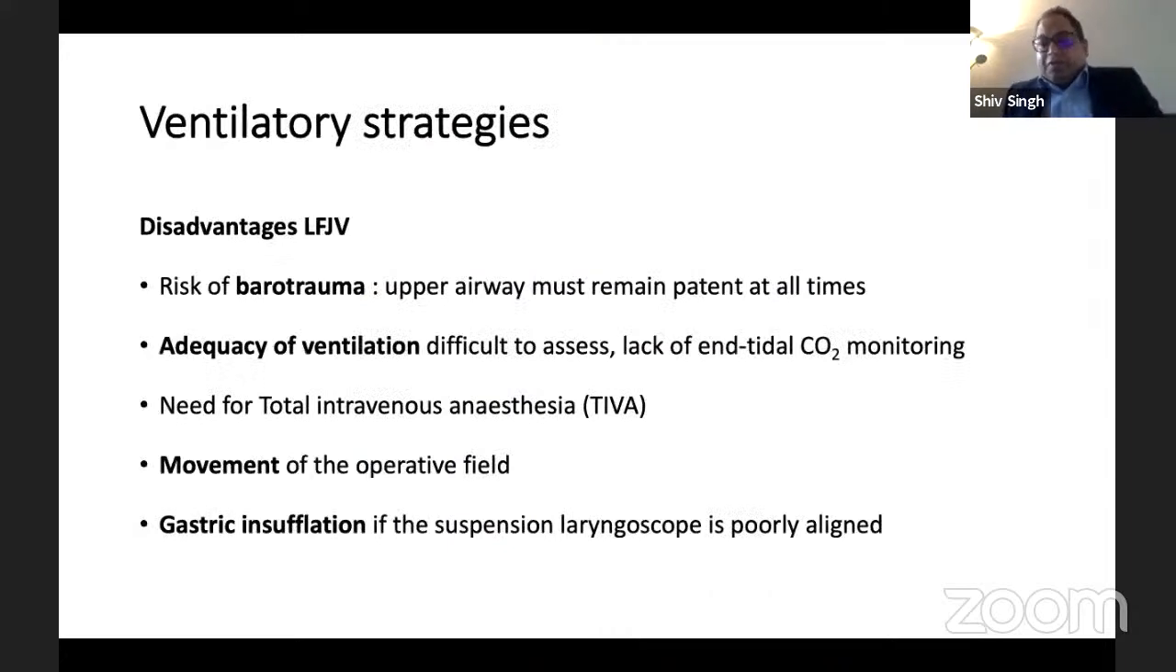There are disadvantages with low frequency jet ventilators, and nowadays they are not used much. There's a risk of barotrauma, and it's important that the upper airway remains patent throughout when using the jet ventilator. You cannot assess the adequacy of ventilation, and you cannot monitor end-tidal CO2 in these cases. Neither can you deliver volatile anesthetics, so you will likely have to use total intravenous anesthesia. Because of the entrainment of air, there can be flapping, especially with a supraglottic device, and movement of the operative field is quite possible. And if the suspension laryngoscope is not properly aligned with the airway, gastric insufflation can happen.